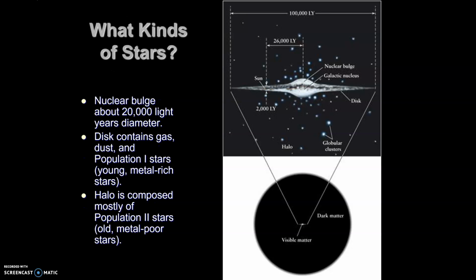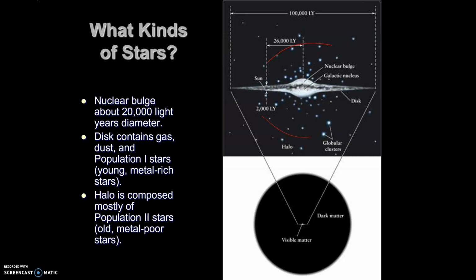What kinds of stars are we going to see there? At the nuclear bulge, again, 20,000 light years in diameter. Our disk is going to contain gas, dust, and a population of 1 stars, so young and metal-rich stars. And the halo that's found around our actual thick composition of stars here is going to be composed of population 2 stars, which are old, metal-poor stars that we see.